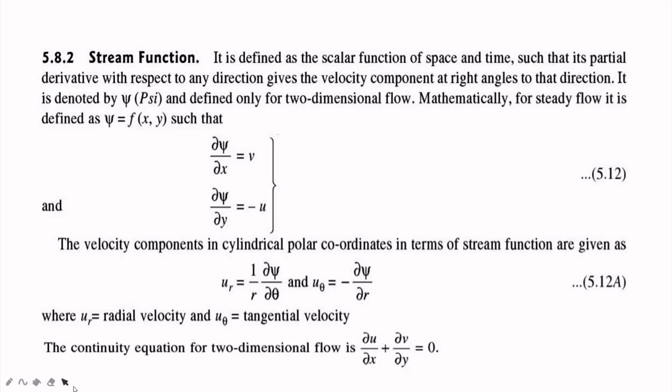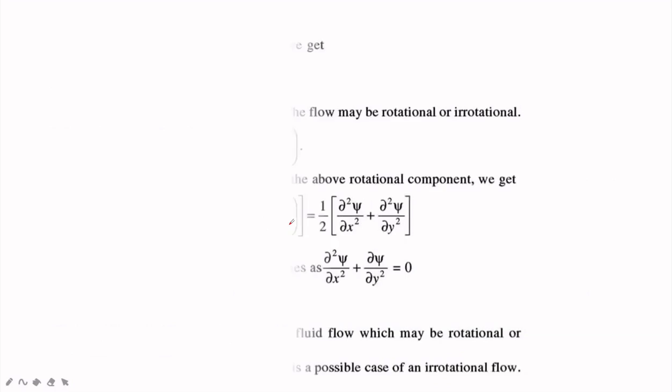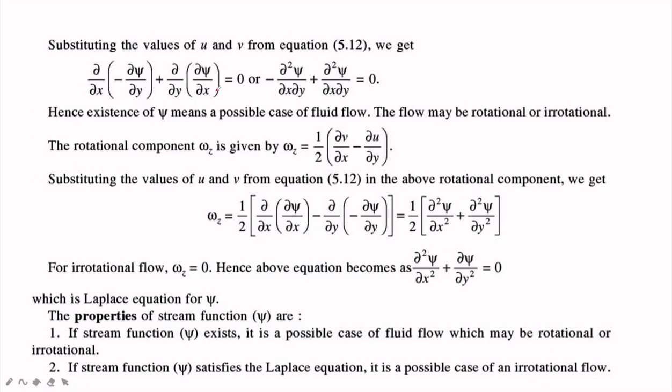The continuity equation for two-dimensional flow is dou u by dou x plus dou v by dou y. Now what we have to do, we have to substitute the value of u and v. What is u? This one. What is v? This one. We have to substitute in the continuity equation. So once we substitute and simplify, see here, partial derivative with respect to x, so this is dou phi by dou y, the value of u, this is the value of v.